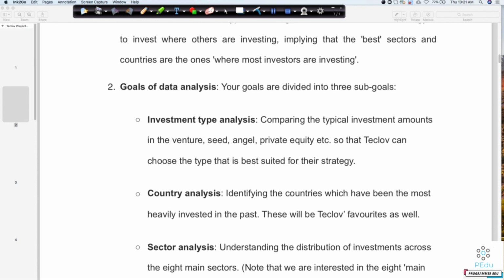If you don't know about these things, you can read on Google, but I'm going to give an explanation in some time, so that Teclov can choose the type which is best going to be suitable for them. People coming from a little bit of startup background might already be aware of what venture, seed, angel and private equity are, but we will see that.